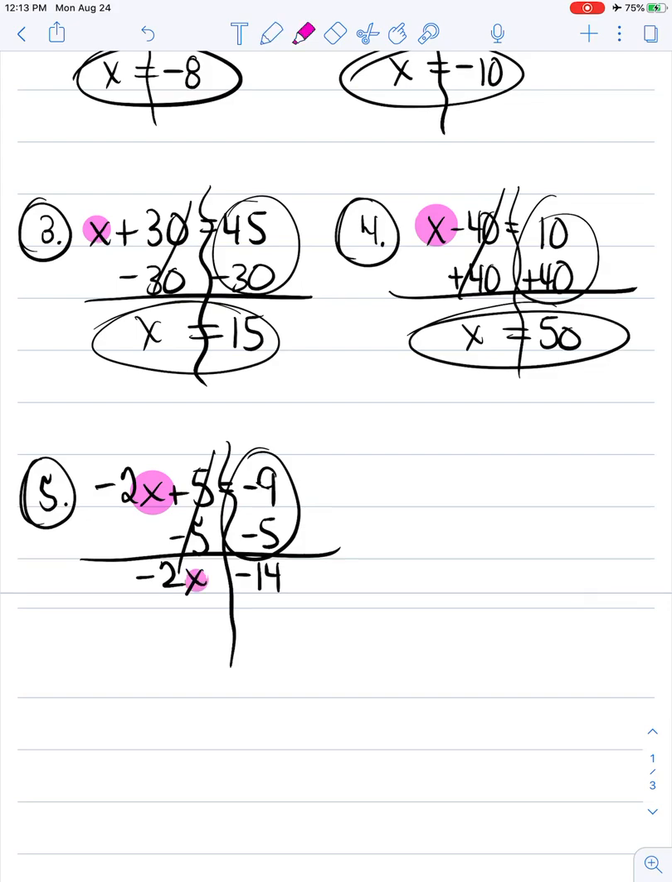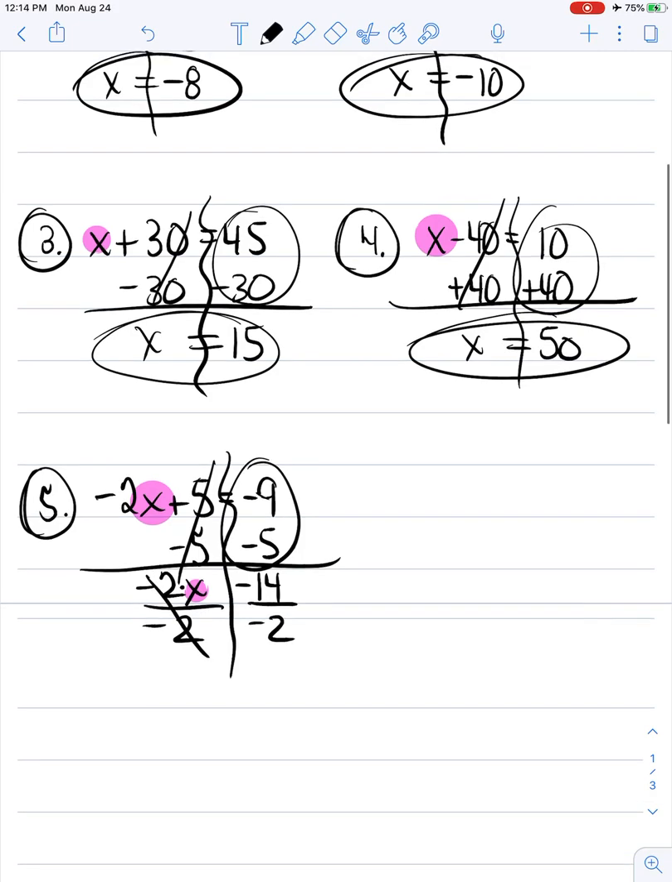I still have a number over there with the variable, the letter, so I've got to do the opposite again. The opposite of times negative 2 is to divide both sides by negative 2. So x equals, same signs, positive, and 14 divided by 2 is 7. So the solution is 7.